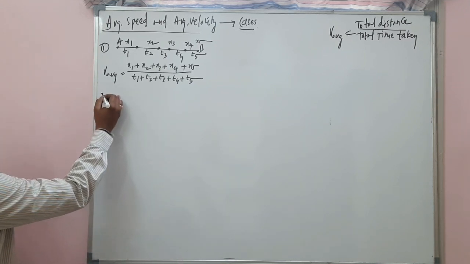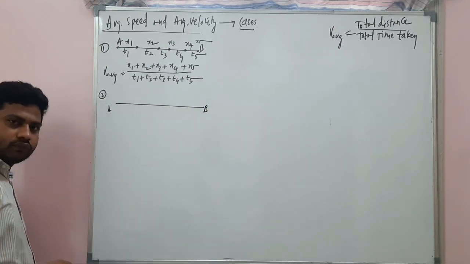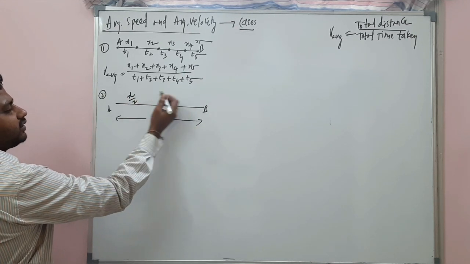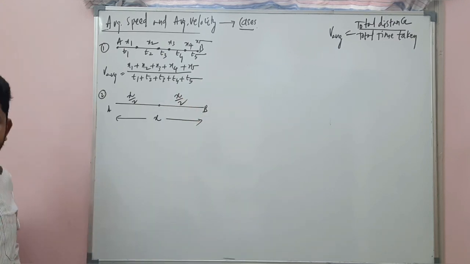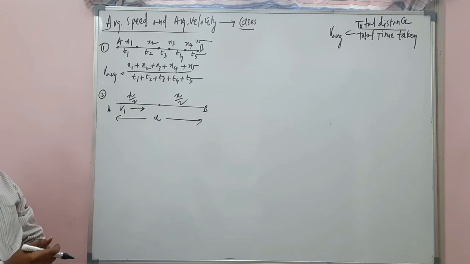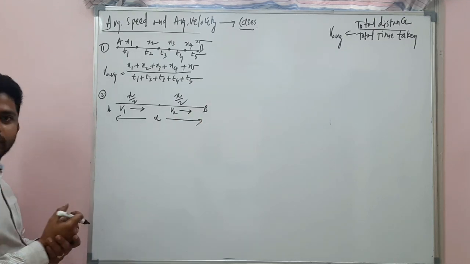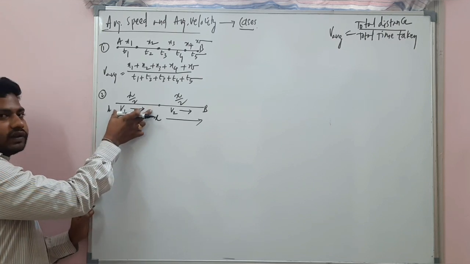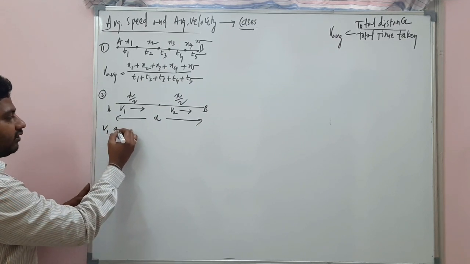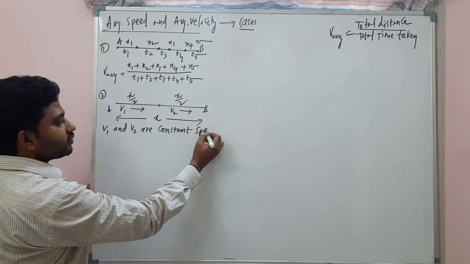Now, second case. Body is starting from point A and reaches point B. Total distance is x. This x is divided into two halves, x by 2 and x by 2. Carefully see, x is divided into two halves. First half of the distance, the body is moving with a constant speed v1. Second half of the distance, it is moving with a constant speed v2. So I am writing here, v1 and v2 are constant speeds or velocities.